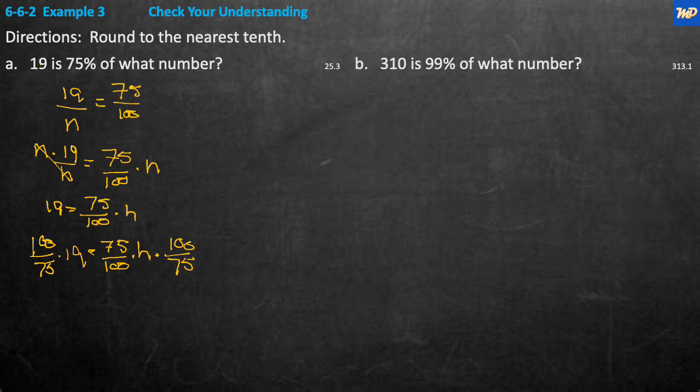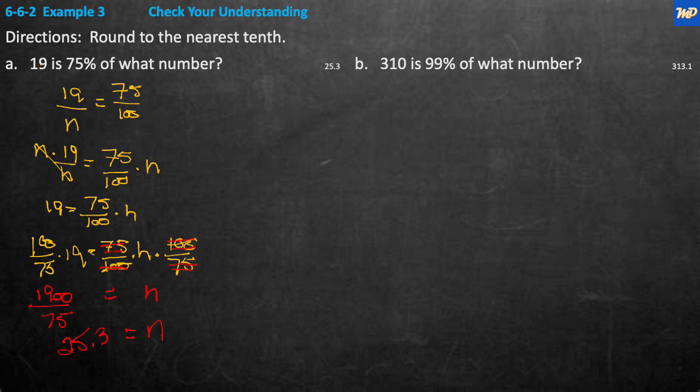So that means that these hundreds right here are going to cancel. I'm going to change colors so you can see it more easily. These right here cancel, and the 75s cancel. So we end up with an n on this side, and on this side it's 1900 divided by 75. And if we divide 1900 by 75, we're going to get an n value equal to 25.3. Oh, yeah, it's 25.3.